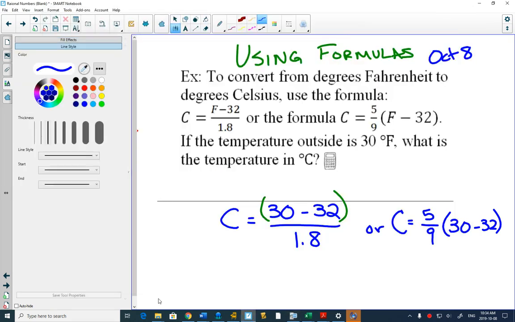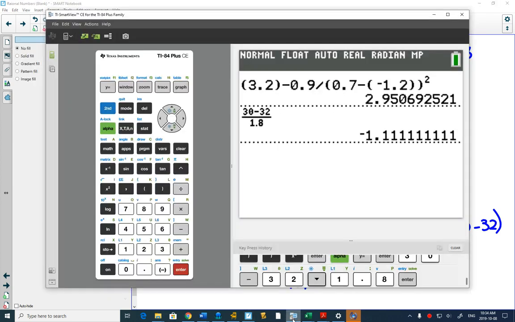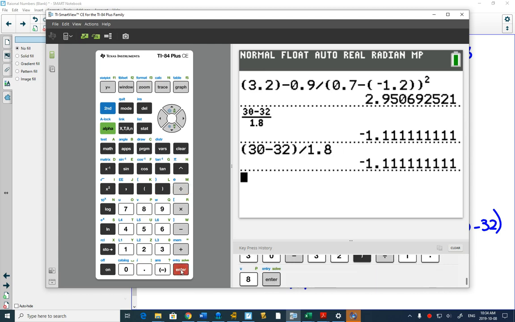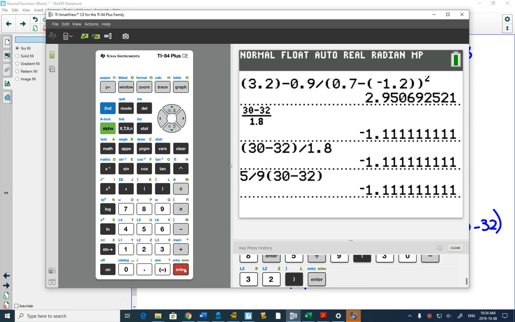So I'll write the answer here. I want you to take out your calculator, and if your calculator doesn't allow you to write it like this, then you might need those brackets on the top, 30 minus 32 divided by 1.8. Notice we get the same answer. And the other formula says 5 divided by 9 bracket 30 minus 32. Once again, we get the exact same answer.